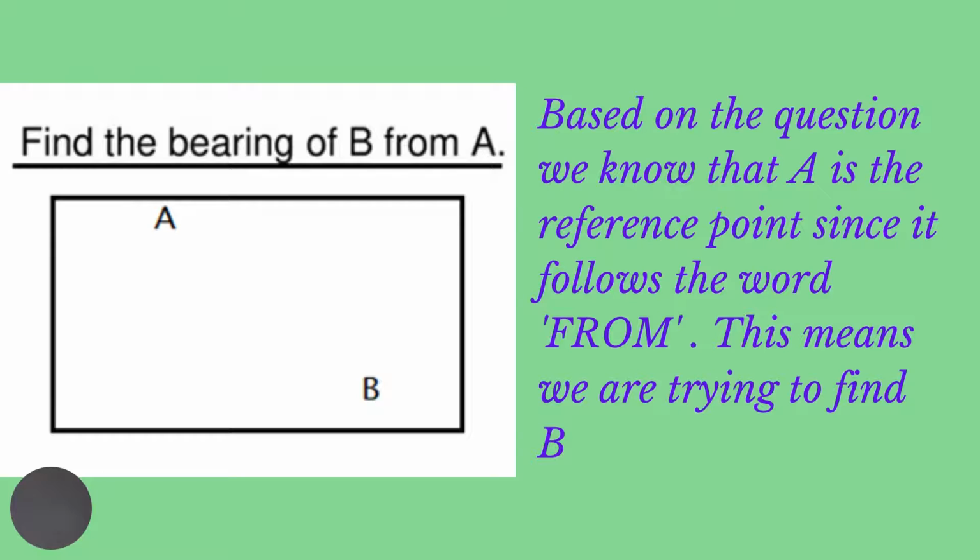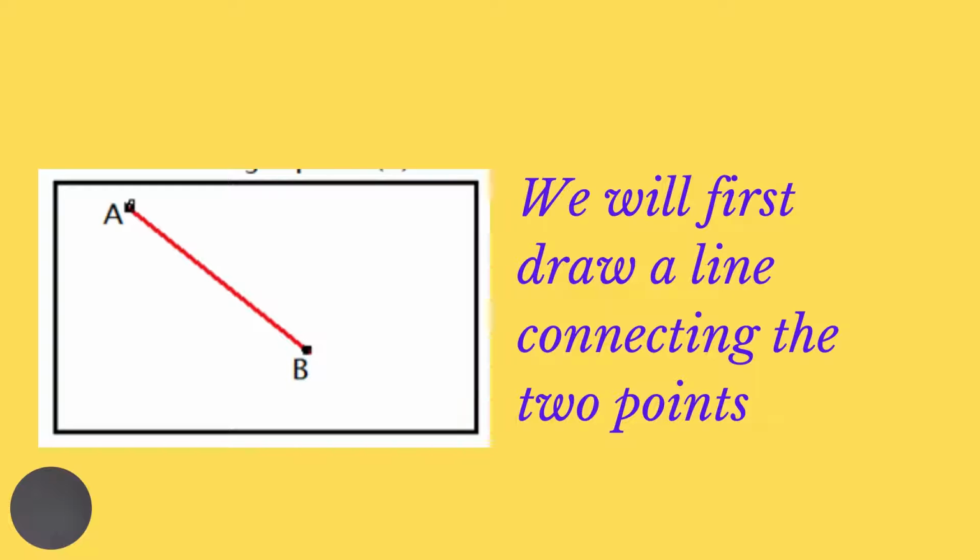Let's look at a particular question so that we will be better able to understand. The question says, find the bearing of B from A. Now we know the rule already. The place that comes after the word from is the reference point. That means that we are trying to locate B, and we are going to be locating B in relation to A. So the first thing we will do is to draw a straight line connecting the target point, which is B, to the reference point, which is A.